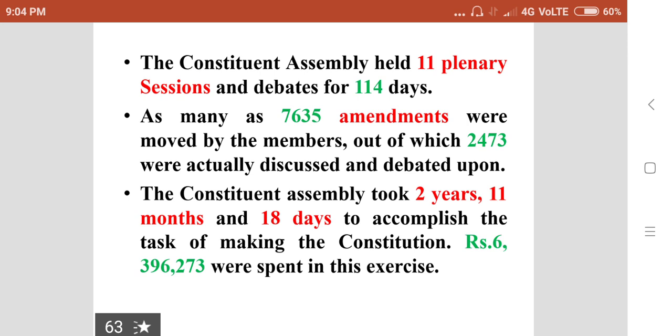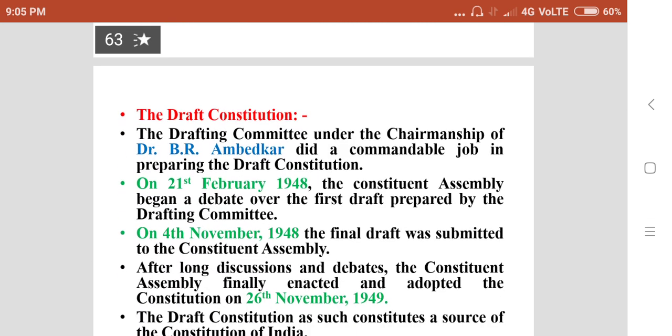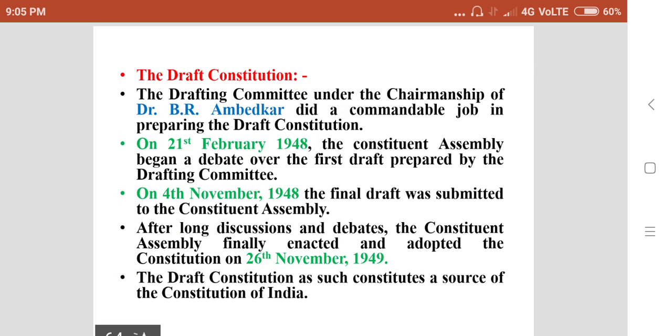And the amount spent in preparing the Constitution of India was rupees 6 crores 39 lakhs 6,273. So this is the amount spent to prepare the Constitution of India.